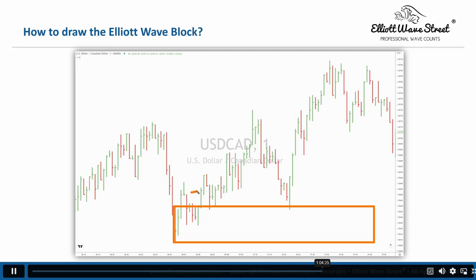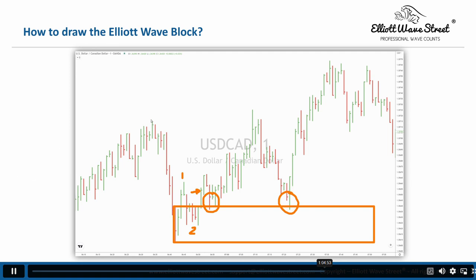For example, the first one will be this one here. The price moves inside the Elliott wave block. Let's say that this is our wave 1 and the wave 2. The price moves inside, rejects. Great. Here we have another rejection. Then we wait, and here we have another rejection. So those are entries, bullish entries.